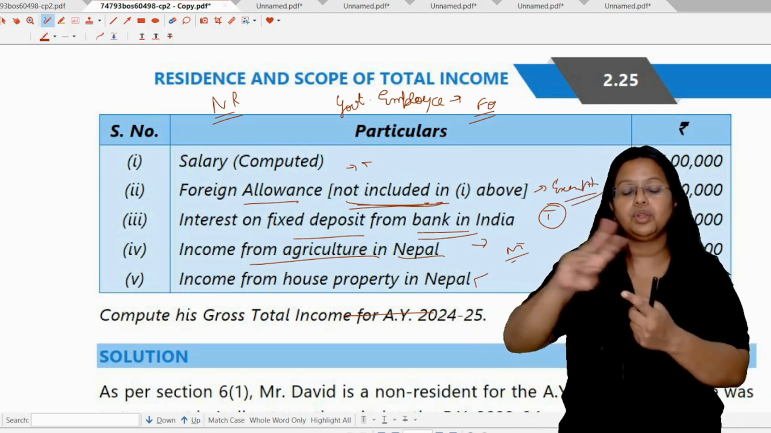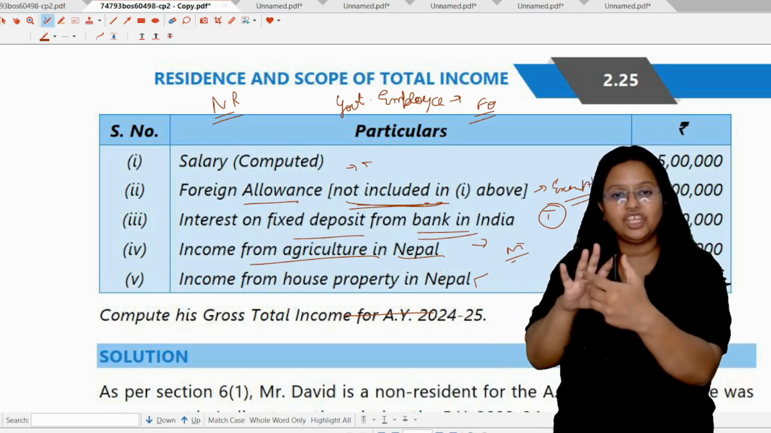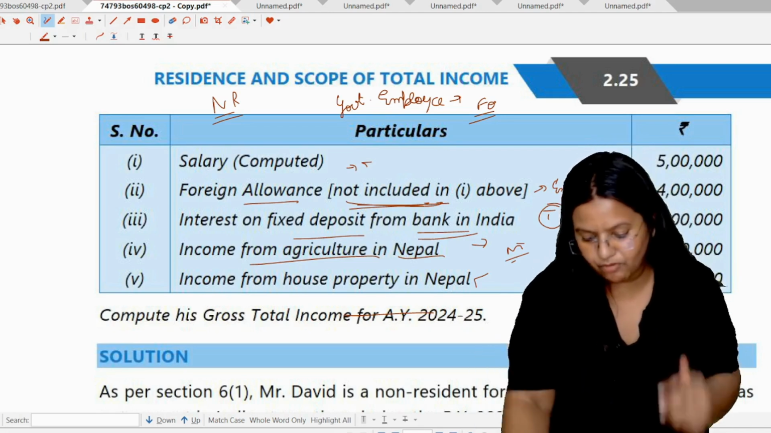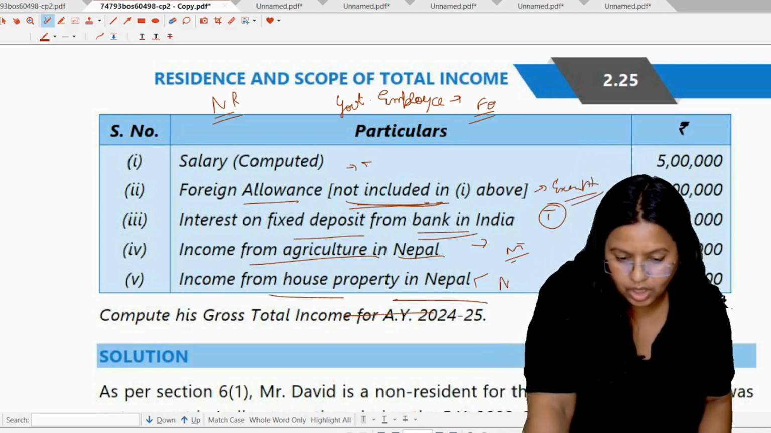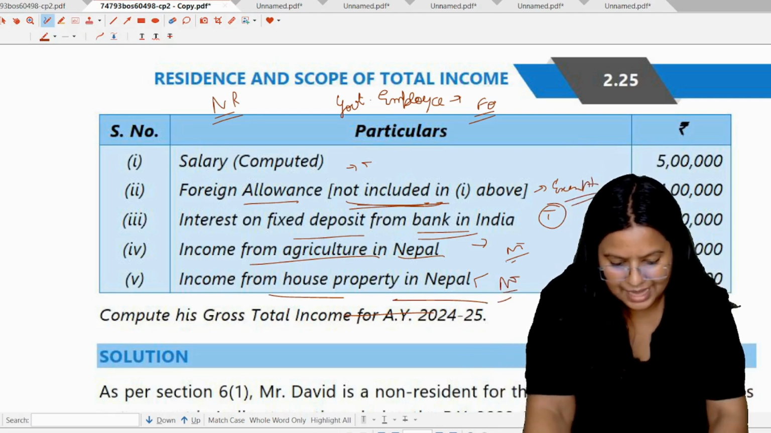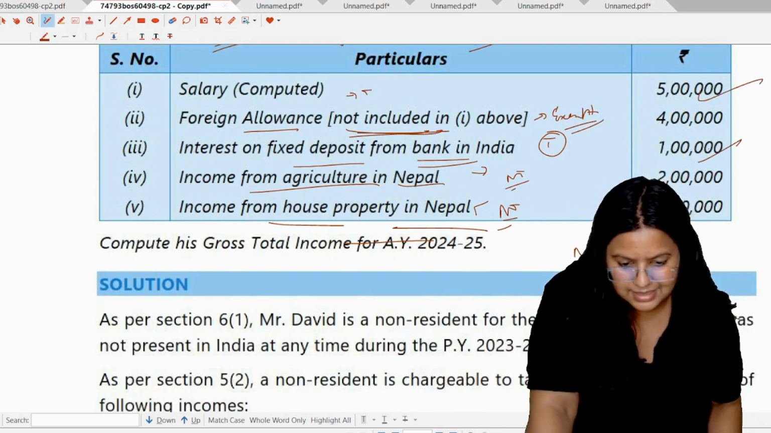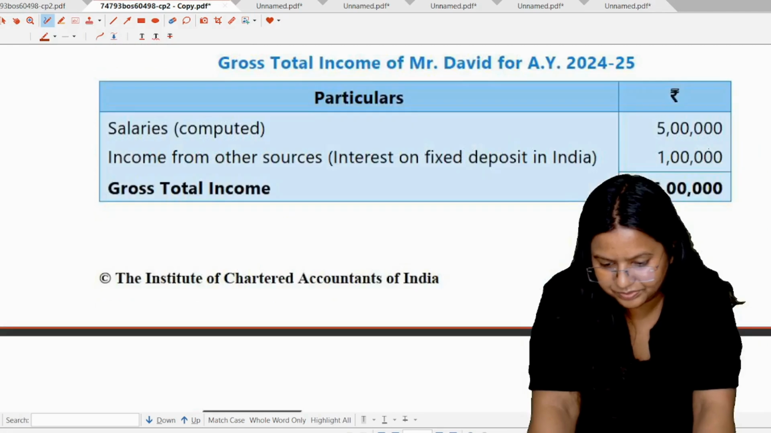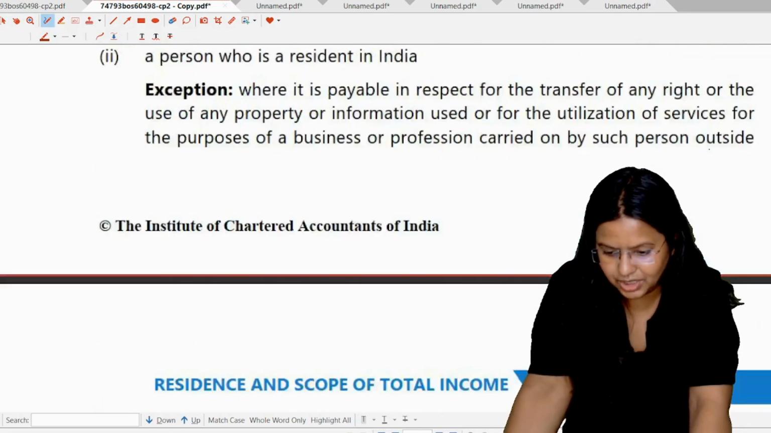Accrue, deemed to accrue, receipt and deemed to receive. This income does not fall in any of these criteria, so it is not taxable for the non-resident person. Income from house property in Nepal, again not taxable because it is not lying in those 4 points. So the taxable income for the person is 5 lakh plus 1 lakh, that is 6 lakh rupees. So here the GTI is 6 lakh rupees. Next illustration comes.